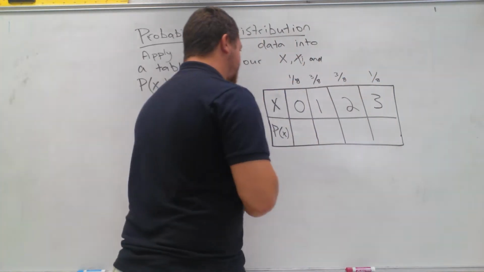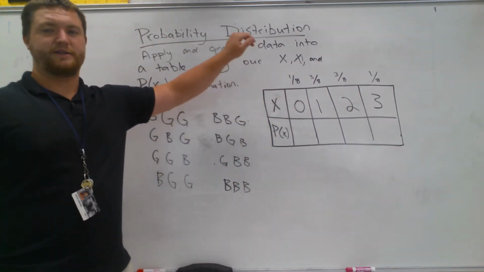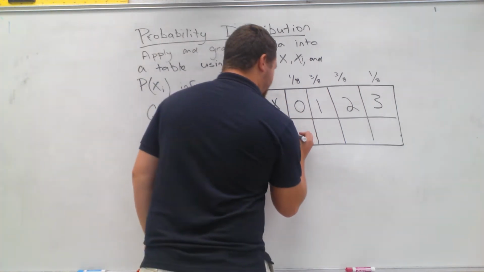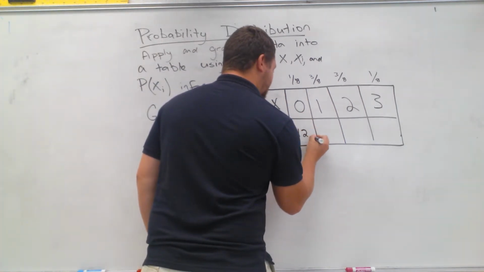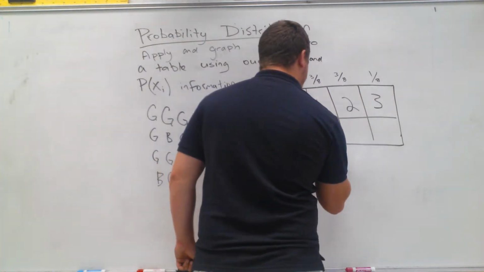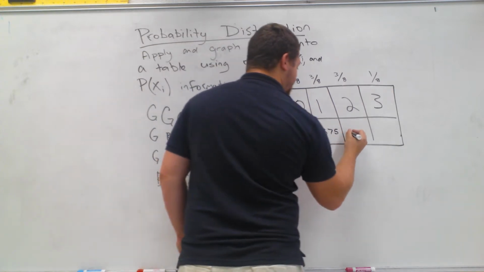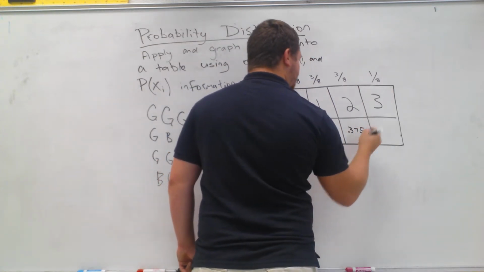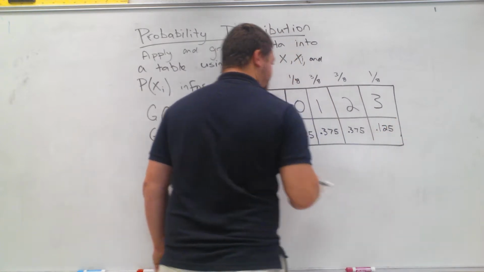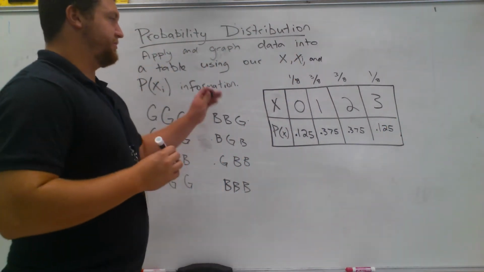So we're good. Now, probabilities are not written as fractions. They're written as decimals. So what is 1/8 as a decimal? Well, 1 divided by 8, you put that in your calculator, and you'll get 0.125. 3/8, 3 divided by 8, you get 0.375. If that's 3/8, then this is 3/8, 0.375. And 1/8 is 0.125.